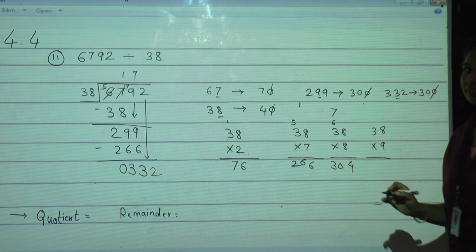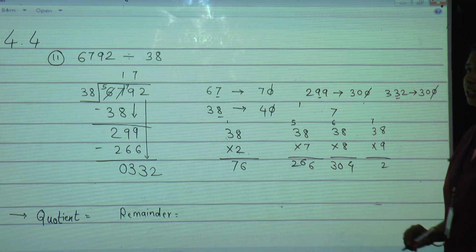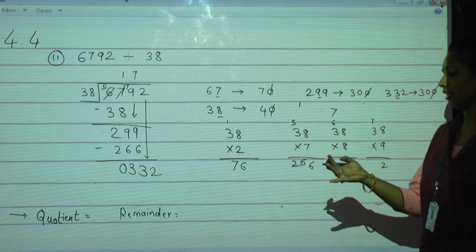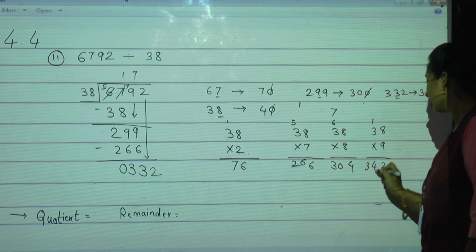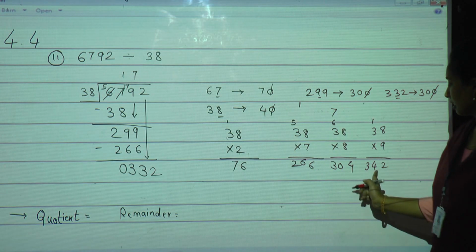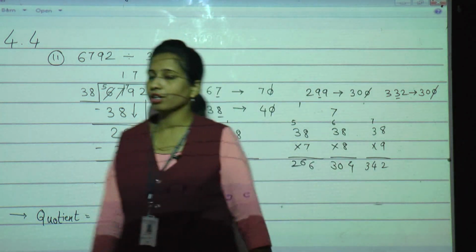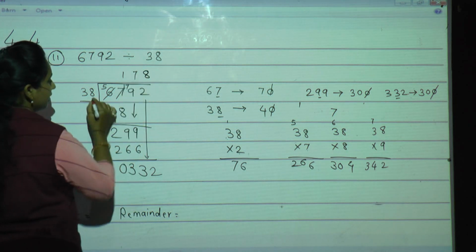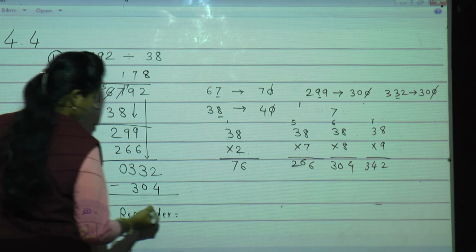9 8s are, yes, 72, right? 2 here, 7 carry. 9 3s are 27. 27 plus 7, count everyone: 28, 29, 30, 31, 32, 33, 34, isn't it? Now will 342 go from 332? No. So this is a greater number. So what will go? 8 times 38 will go from 332. What is 8 times 38? 8 times 38 is 304. Now do the subtraction.